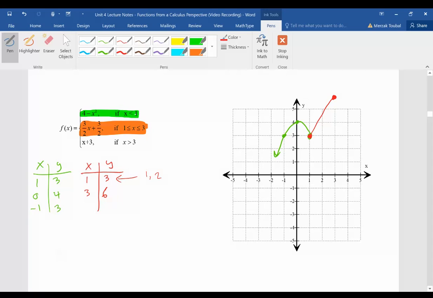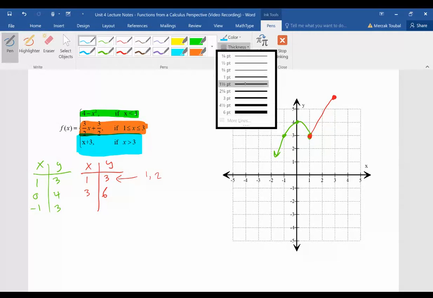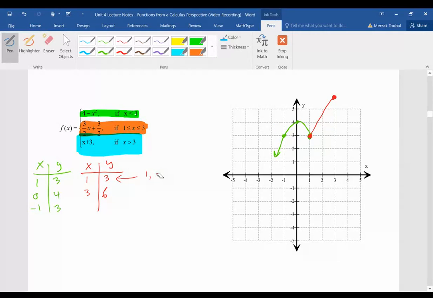Okay. Now the third one, we can use the table values again, x and y. So 3 is the smallest number you can plug in, but 3 is not part of the subdomain. Therefore, you need to put an open circle in there. Okay. So when x is 3, 3 plus 3 is 6. And then we can pick another number, 4. 4 plus 3 is 7.